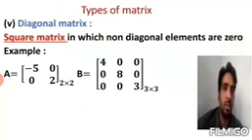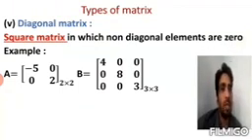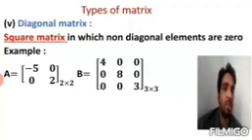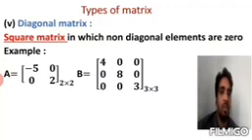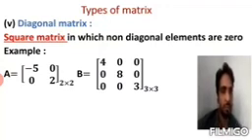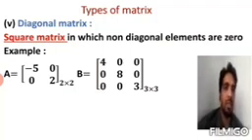So let's see the diagonal matrix. The condition is that the matrix should be square. A diagonal matrix is a square matrix in which non-diagonal elements are 0. For example, matrix A with 4 elements minus 5, 0 and 2. Here the diagonal elements of matrix A are minus 5 and 2, and the other elements are 0. In matrix B also, the diagonal elements are 4, 8 and 3, and the other non-diagonal elements are 0. Such matrices are called diagonal matrices.